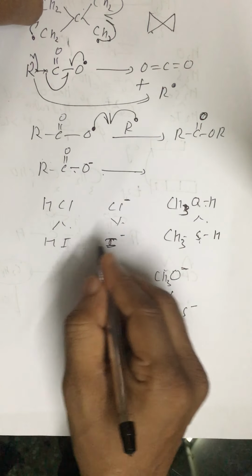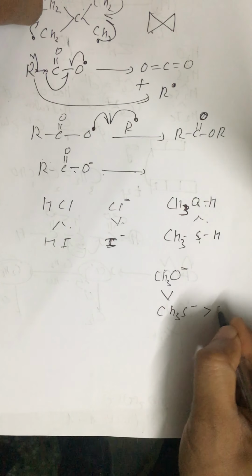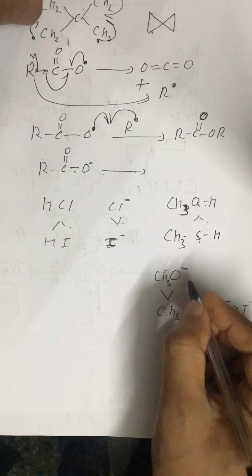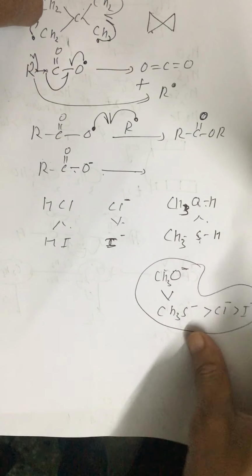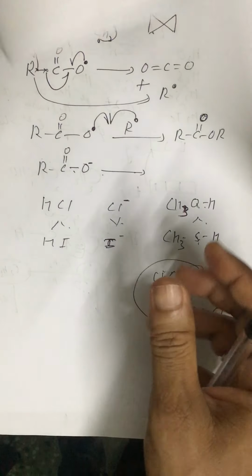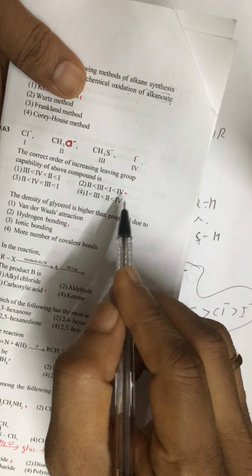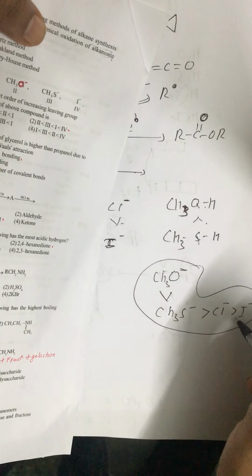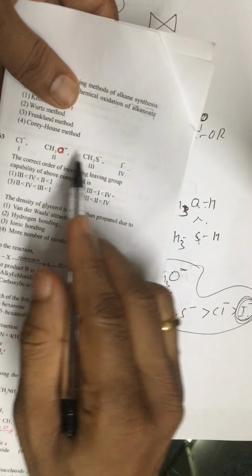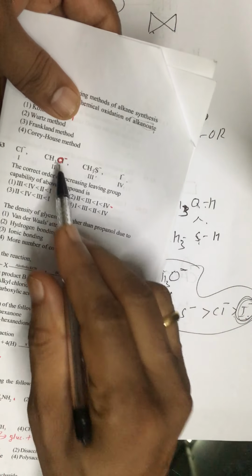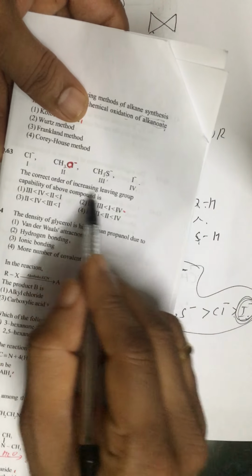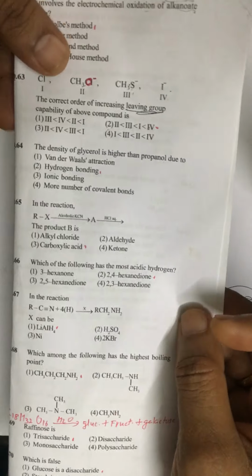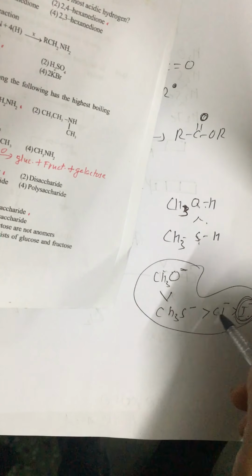And then if you compare it with Cl negative and I negative, this is the order of basic strength. Same is the order of nucleophilic strength. Fourth option, this is the nucleophilicity, and the strongest leaving group is I negative, then Cl negative, then CH3S negative, and then CH3O negative. Increasing order of leaving ability actually we have to find. This is the nucleophilic strength.